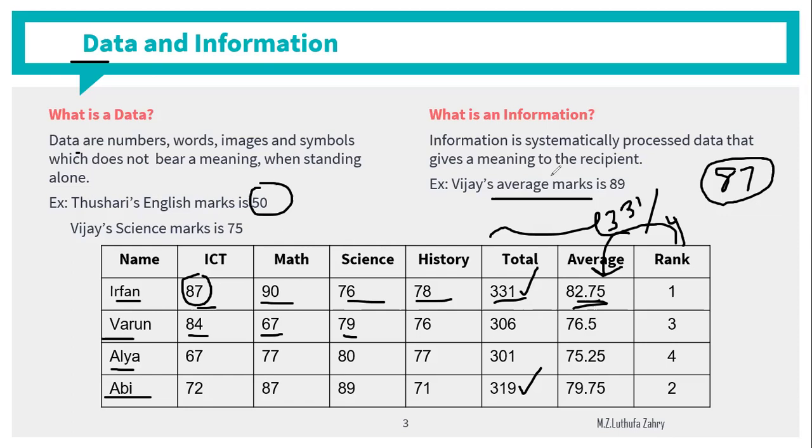Yes. Okay, so now what you have to put is the first question, in question format. First one, what is the data? Write: data are numbers, words, images, and symbols which do not bear a meaning when standing alone. Remember that this question will come in your paper. What is the data and information? They'll combine it and ask at times, or else ask you to differentiate data and information. So this is a main part of it. So write this, put number one and write what is the data in a question format.